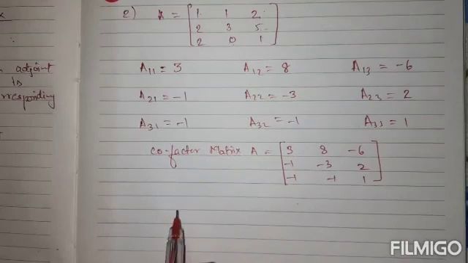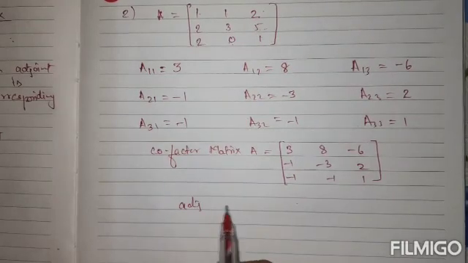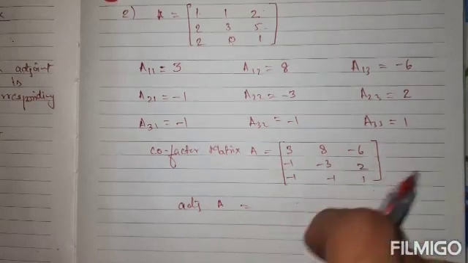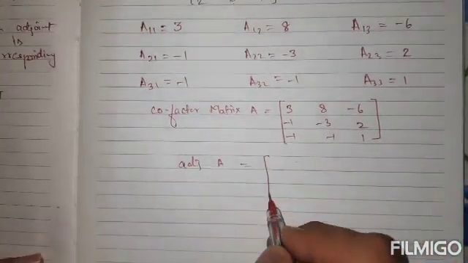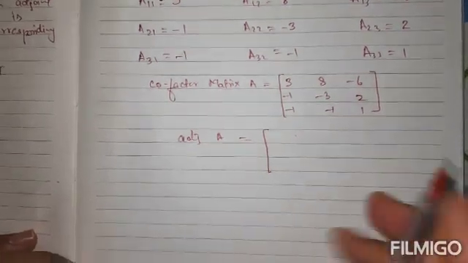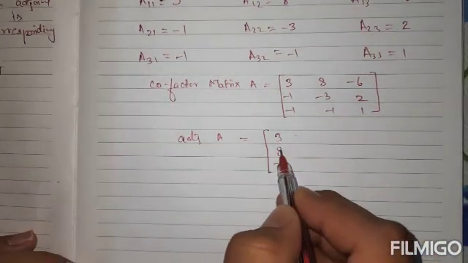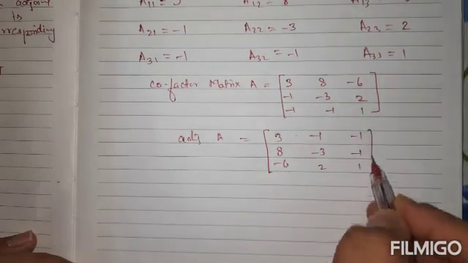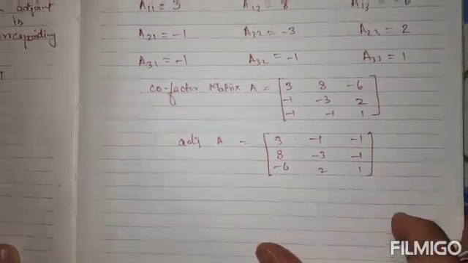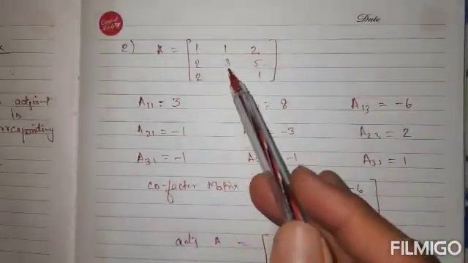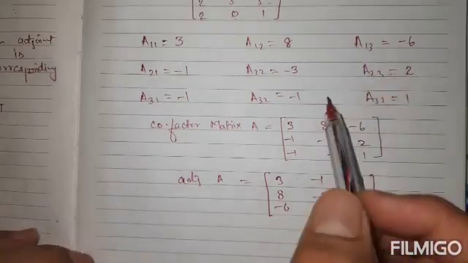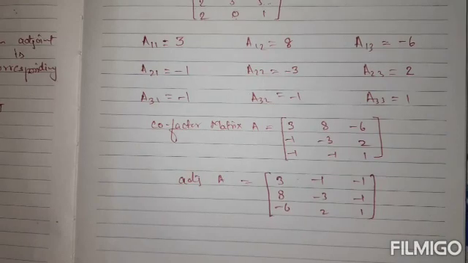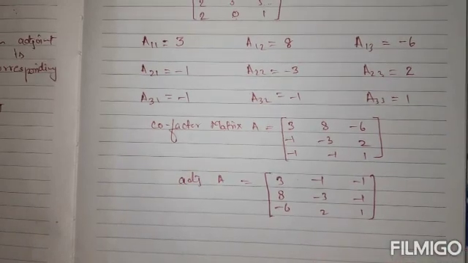This is the cofactor matrix, and the adjoint of A is, you know, the transpose of this matrix. So make the transpose: arrange the row elements in columns and column elements in rows. We have 3, 8, -6; -1, -3, 2; -1, -1, 1. This is the adjoint of matrix A, which was given in Exercise 4.5, question number 2. So this is all about how to find the adjoint of a matrix.